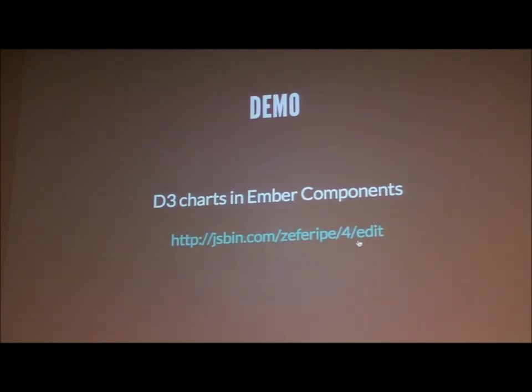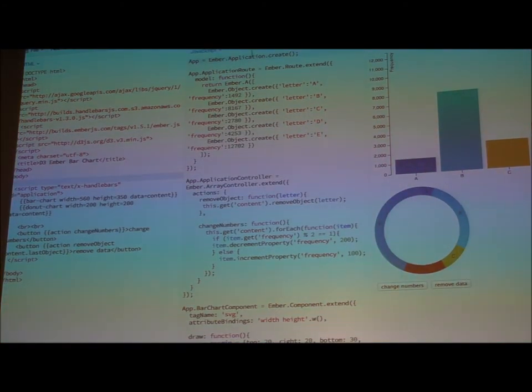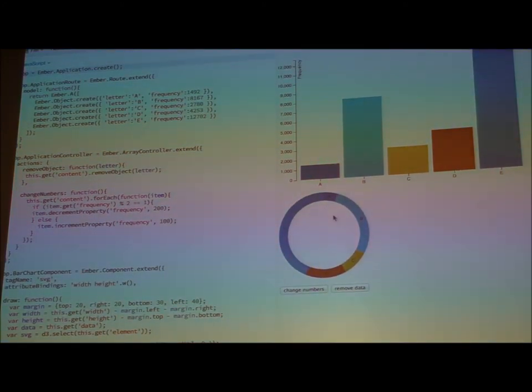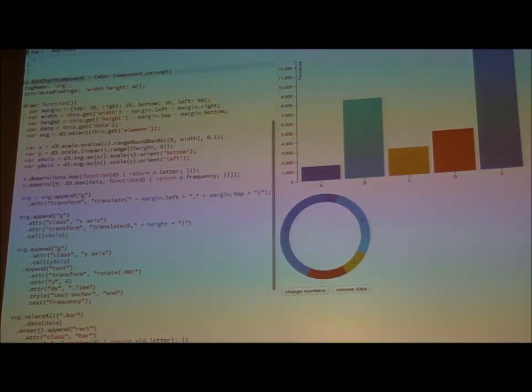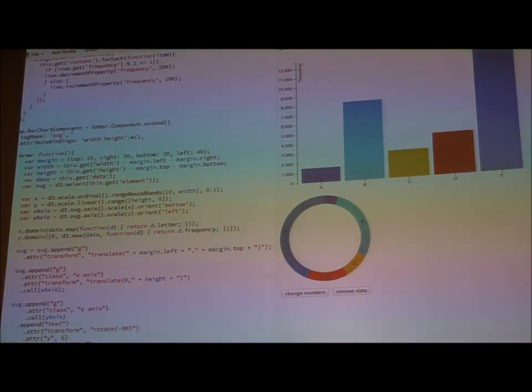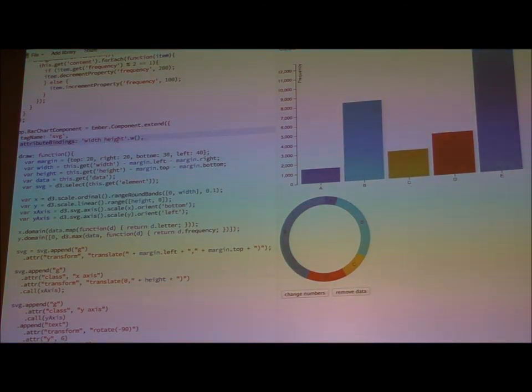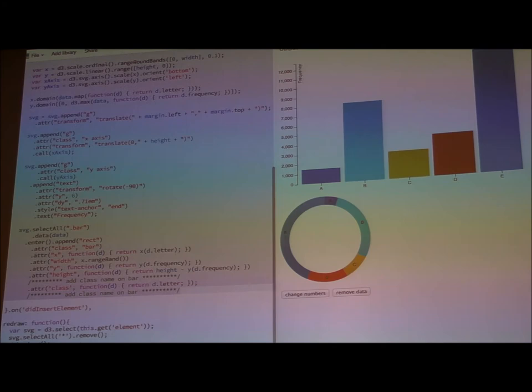So I made an example in JSBin. Here are two different charts. The first one is a bar chart, and the second is a donut chart. As you expected, I made two chart components: the first one is the bar chart component, and the second is the donut chart component. And I made attribute bindings for width and height, because I want to make different sizes of chart. And the draw function is simple code.